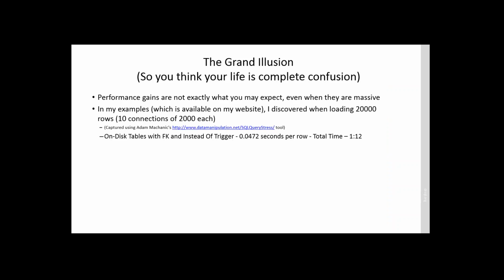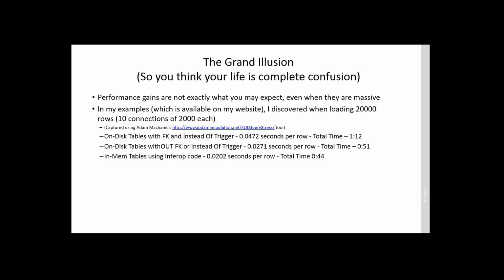And you'll notice when you do your testing, if you're doing something with an SSD, you're going to get a lot better performance out of on-disk than if you don't have an SSD, and if you have enough RAM to stick all the data in there. When I took the triggers off, I was down to 271 seconds per row. I then changed the tables to in-memory. I'm down a little bit more.